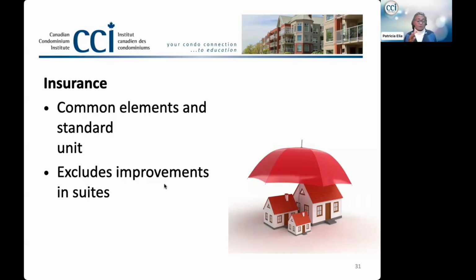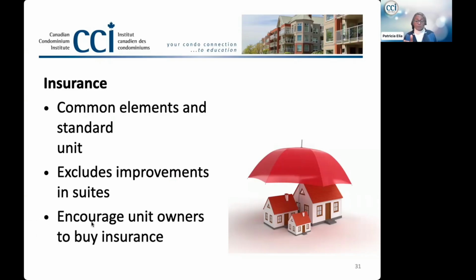Unit owners should have their own policies. And there are some good policies out there that cover betterments or improvements, as we call them in the industry. So I would strongly suggest that, for you in the property management industry, when you look at the declarations, you'll see that it confirms that the corporation has to have policies in place for insurance purposes, but that unit owners are not mandatorily required to do the same.